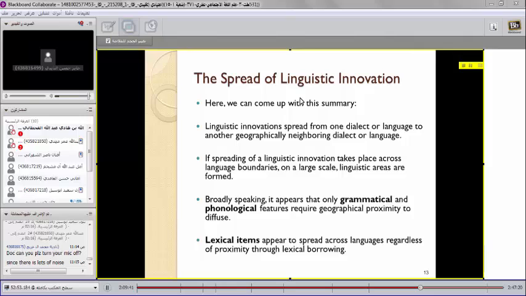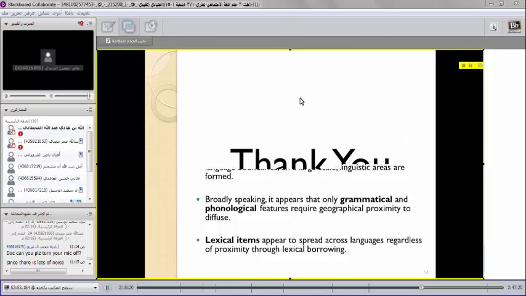The spread of linguistic innovation, and this is considered actually as a summary. Here we can come up with this summary. Linguistic innovation spreads from one dialect or language to another geographically neighboring dialect or language. As spreading of a linguistic innovation takes place across language boundaries, linguistic areas are formed. Broadly speaking, it appears that only grammatical and phonological features require geographical proximity to diffuse. Finally, lexical items appear to spread across languages regardless of proximity, through lexical parallels.